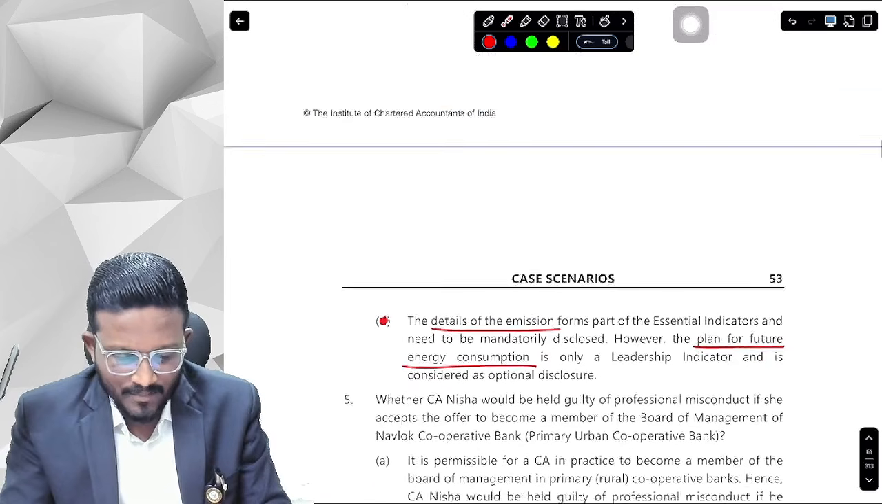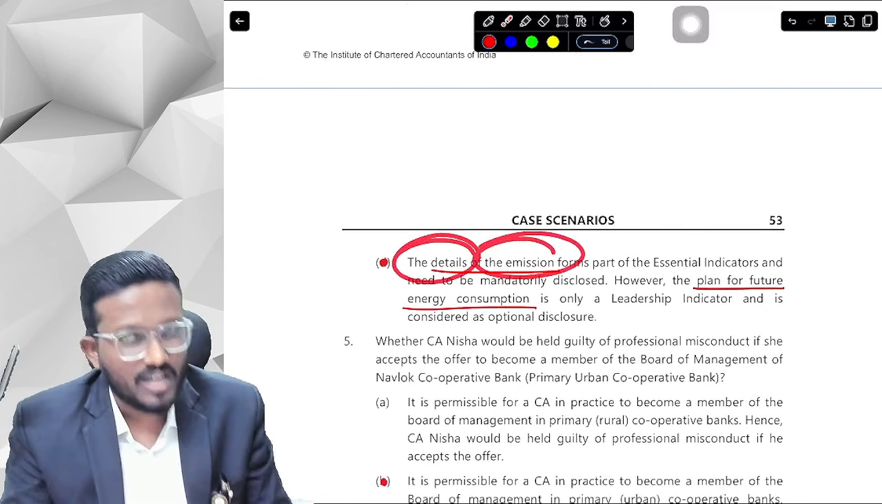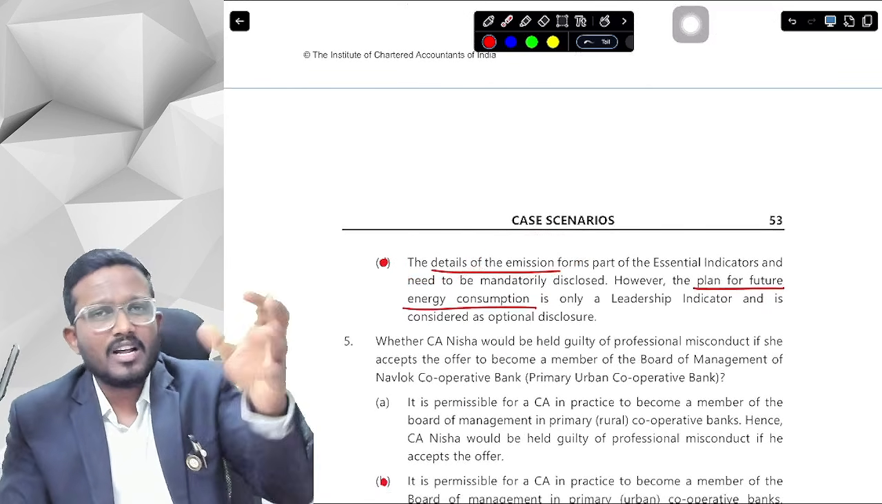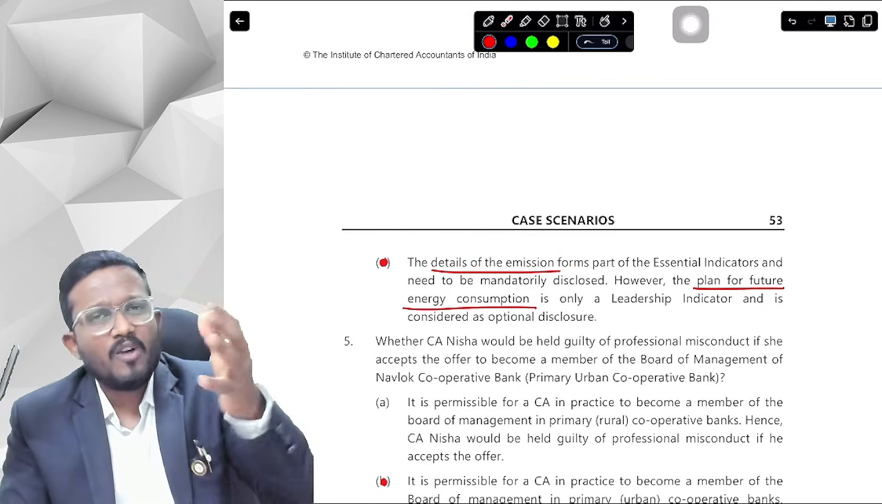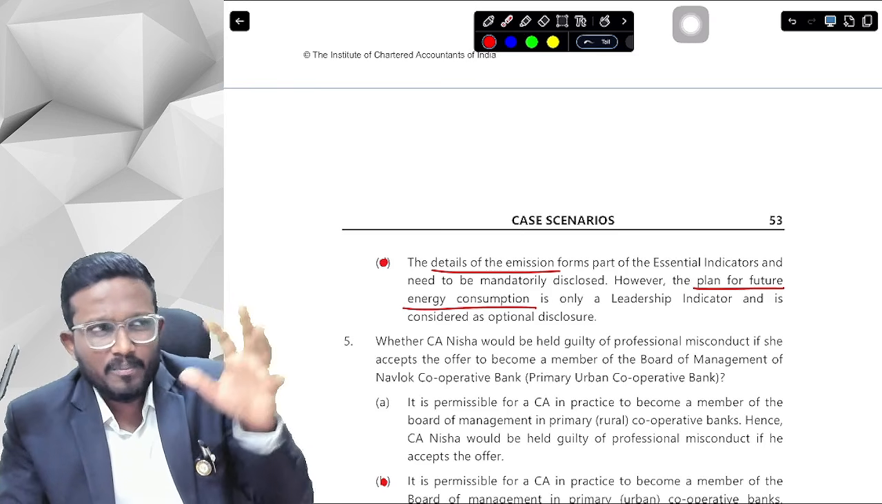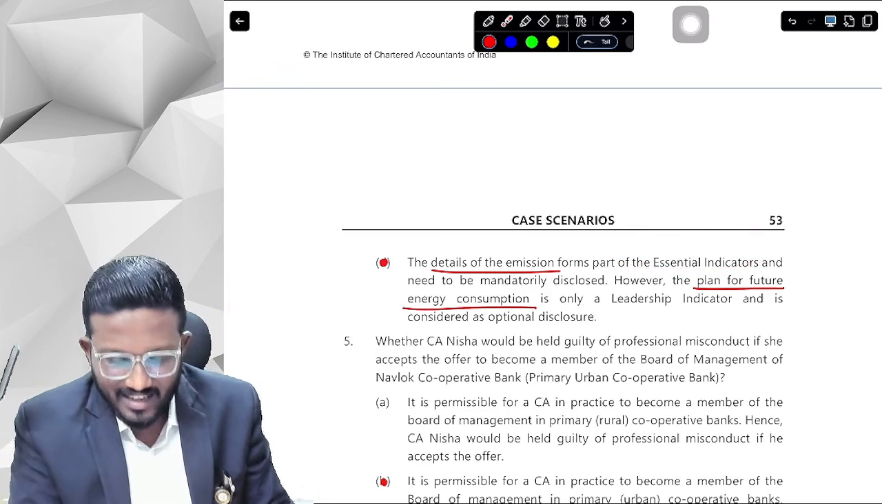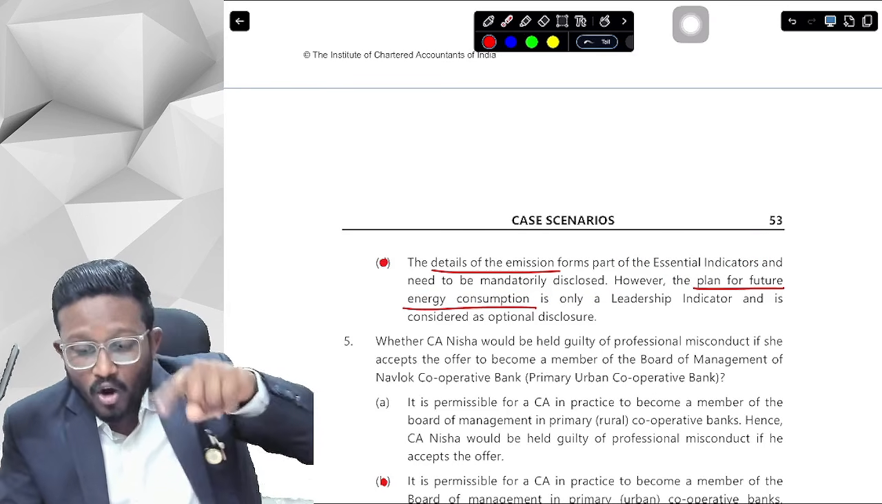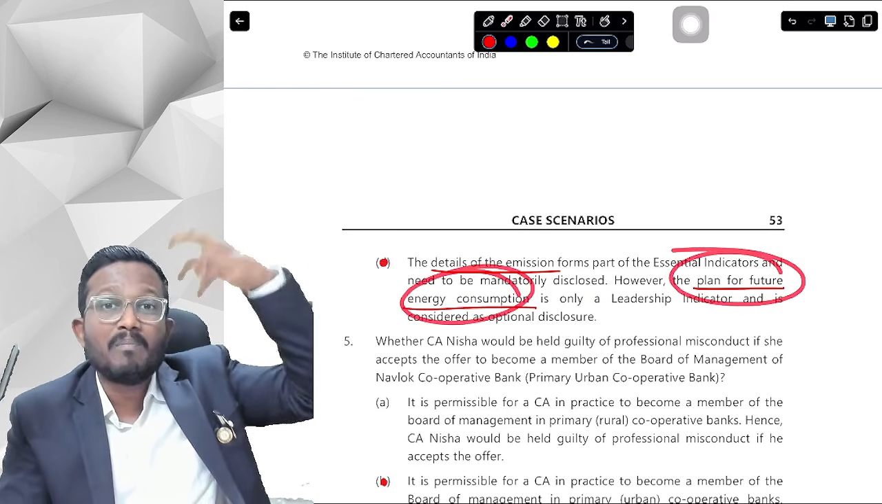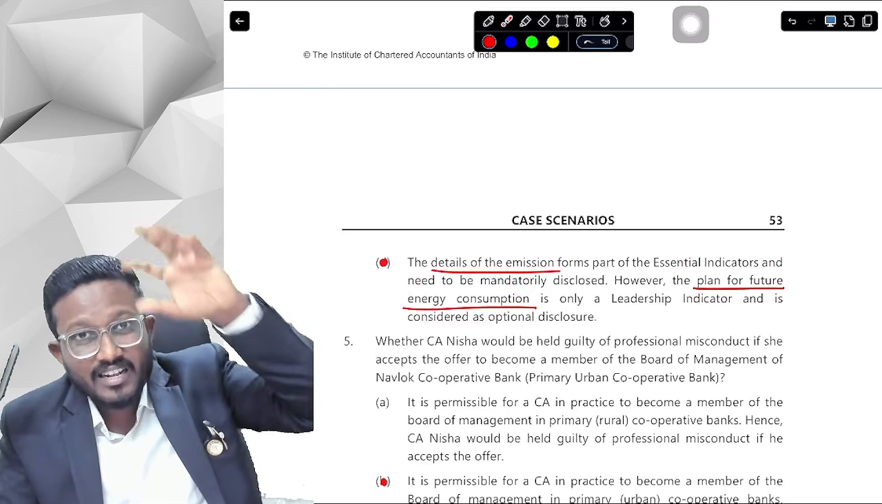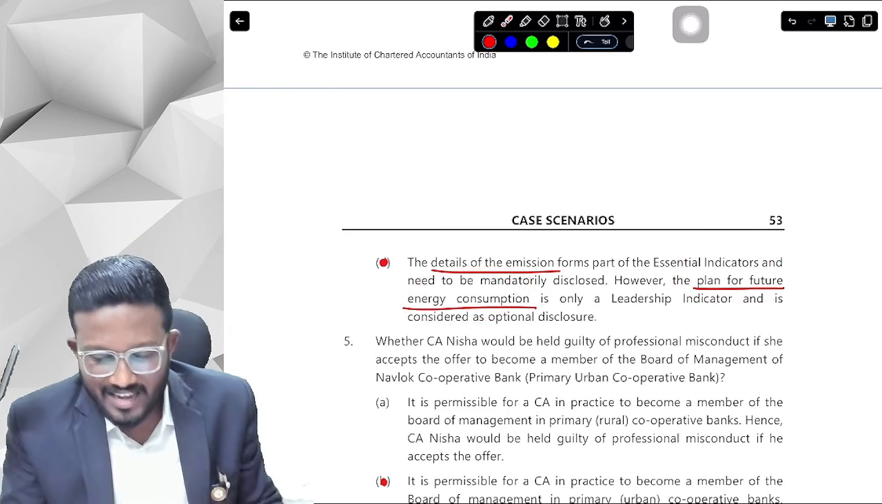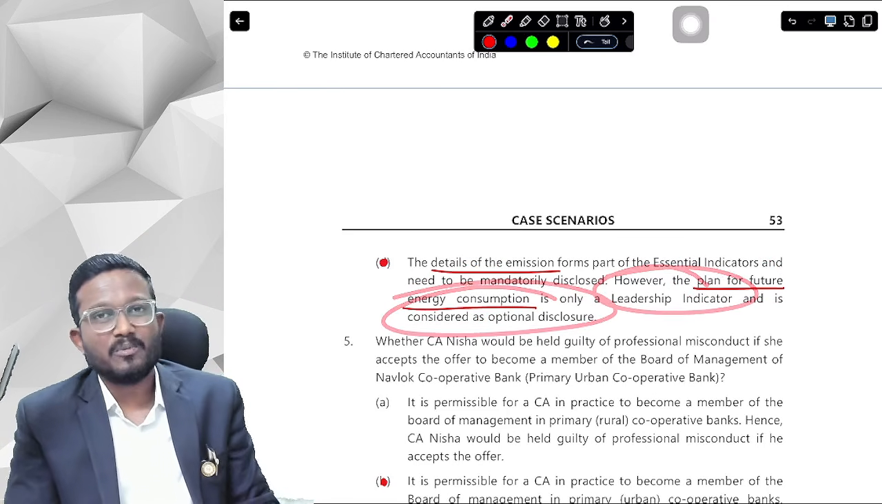So here it says the details of emission. You have details of emission which you have done already in the past year, so you have to perform least procedures, least efforts for obtaining that particular data. Therefore this will be covered under essential indicator and they need to be mandatorily disclosed. However, for your future energy consumption plan, you will have to take more efforts in deriving it. Therefore this is a leadership indicator and it is an optional disclosure.